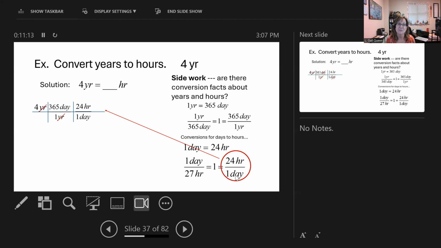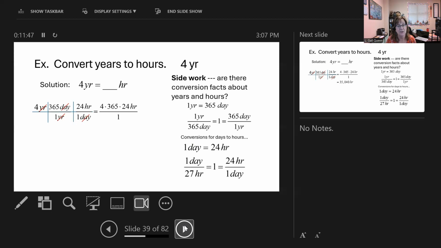We have the units of day on the bottom and hours on the top. So notice how you have days on the top for the unit and day on the bottom for the unit. These units will cancel and go away. And so now, if you were to multiply straight across the top and straight across the bottom, this is what it would look like. 4 times 365 times 24 hours. On the bottom, all I have is 1 times 1. So we just have a denominator of 1.